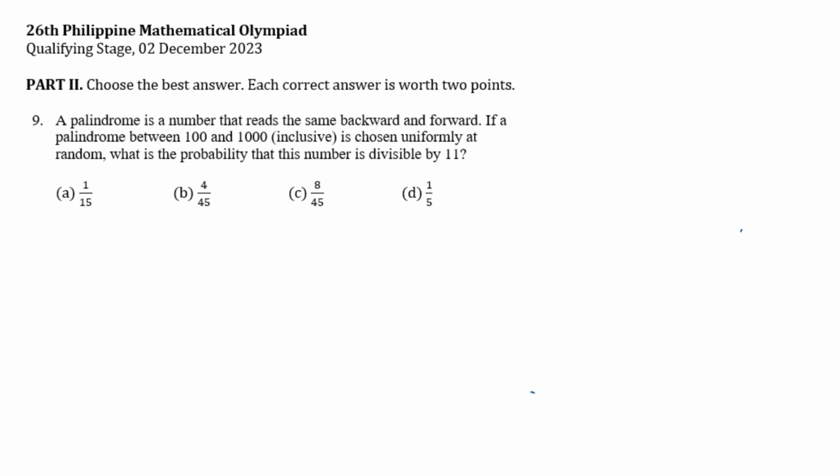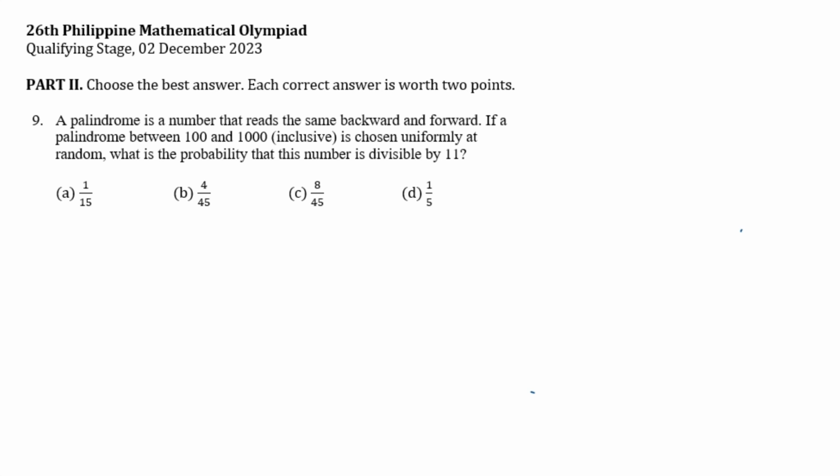Item number 9. A palindrome is a number that reads the same backward and forward. If a palindrome between 100 and 1000 inclusive is chosen uniformly at random, what is the probability that this number is divisible by 11? Let us determine first the number of palindromes between 100 and 1000.